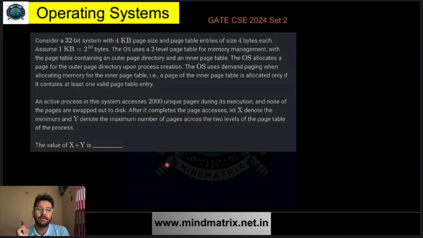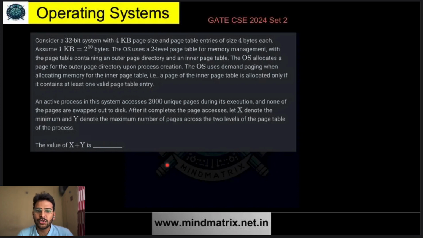So, till the previous class, we have studied multi-level paging, and we also solved multiple questions based on multi-level paging, right? Now we are going to solve one or two questions based on that which have been asked in the GATE exam, and we are going to solve this question that was asked this year, GATE CSE 2024 set 2. It is a really good question, and you won't get a proper solution for it anywhere as of now.